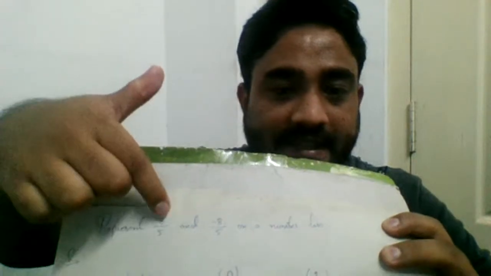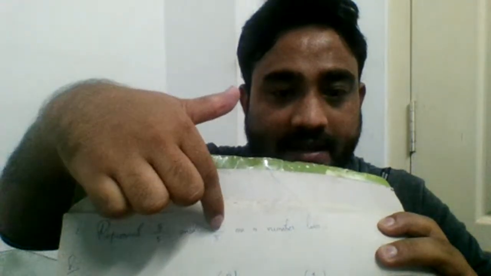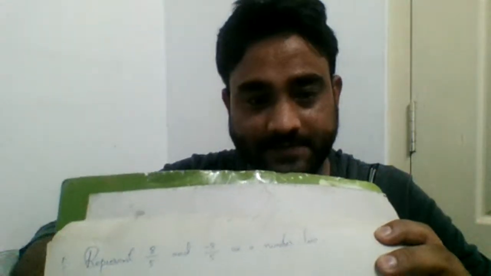See, yesterday we, 8th class students, did several problems. So today we are going to do two problems, and along with the two problems I am going to give you two homework problems also. The homework questions will be related to the questions I explain, so you have to do it in your homework book. The first question for 8th class students is: represent 8 by 5 and minus 8 by 5 on a number line.